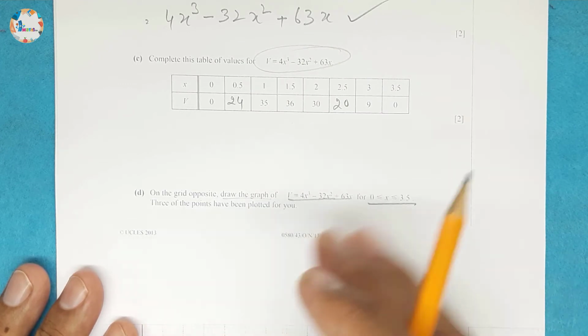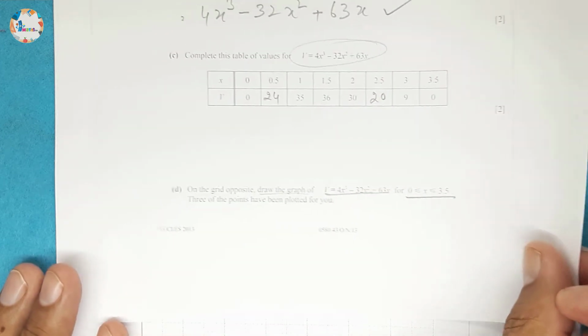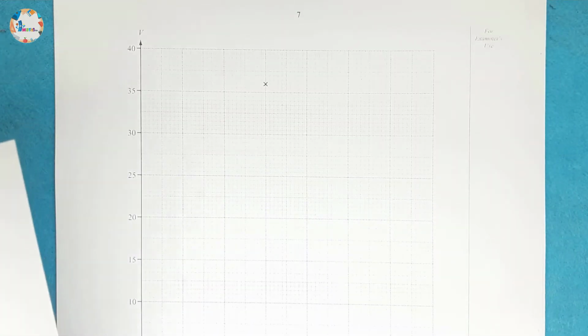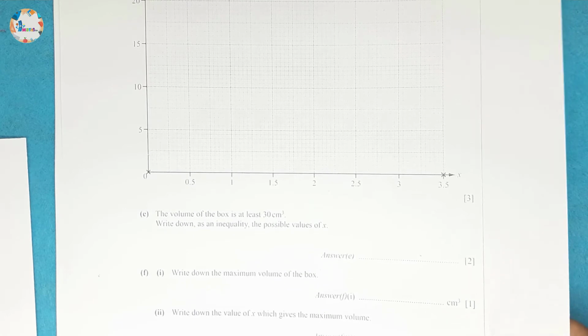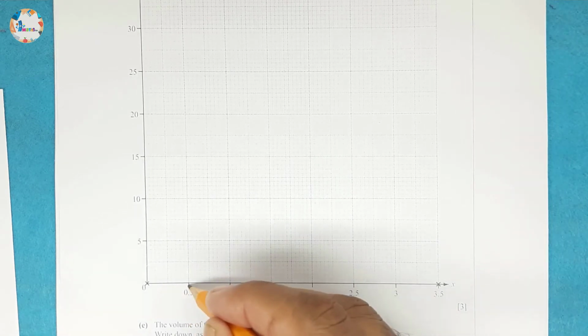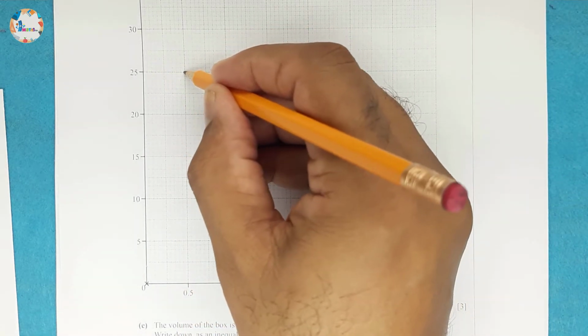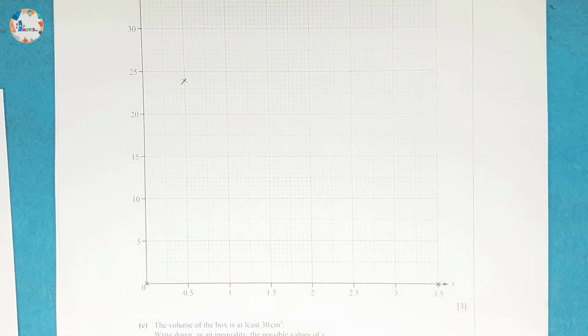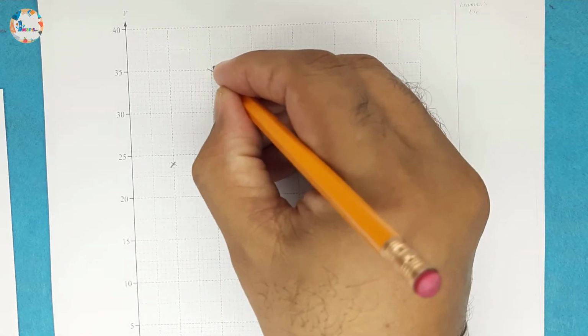Then on the grid opposite, draw the graph of this one, which is the same as this, from 0 to 3.5. So these points basically we have to draw on the graph which is provided over here, and the first point is 0, 0, which they have already indicated for us at the origin, and the second point is 0.5 and 24. So 0.5 is this one and 25 is this, so 24 will be over here. Then the second is 1 and 35, 1 and 35 is this mark.